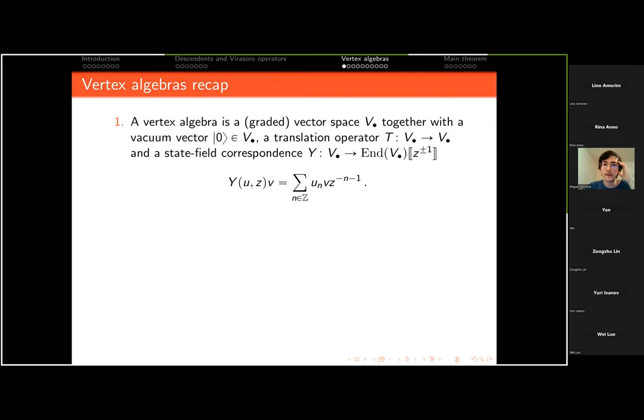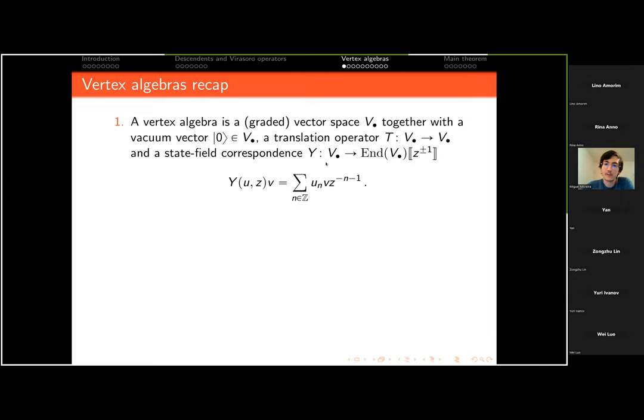So a vertex algebra is a vector space, sometimes graded. I'll put a bullet because implicitly I'll always have a grading. They have a vacuum vector, which is some kind of unit. They have a translation operator, which is an operator from V to itself. And they have a state to field correspondence, which is the main structure. This can be seen as a map from V to formal series with coefficients in endomorphisms of V, which usually is written like this.